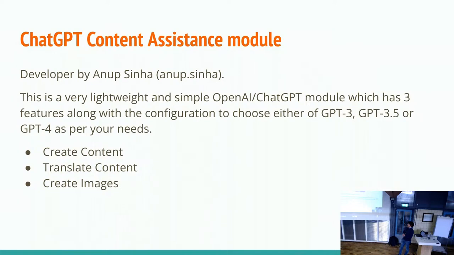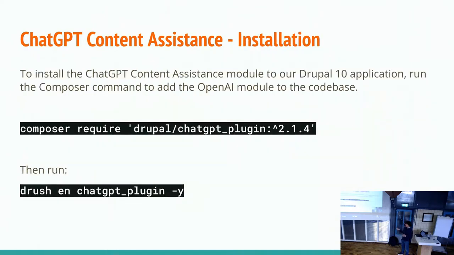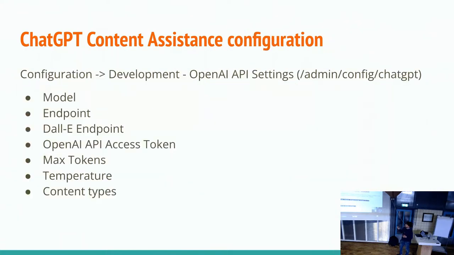The other module is ChatGPT Content Assistant, which can translate, create content, and create images. This is a lightweight module, so it does just those three features. So when you install it, again, as usual.